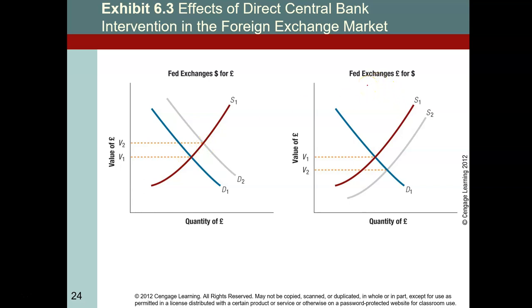In the second graph, the Fed starts to exchange pounds for dollars. So it's selling pounds on the market. It is increasing the supply of the pound. You can see our supply goes up from S1 to S2. And the value of the pound goes down because the demand doesn't change.